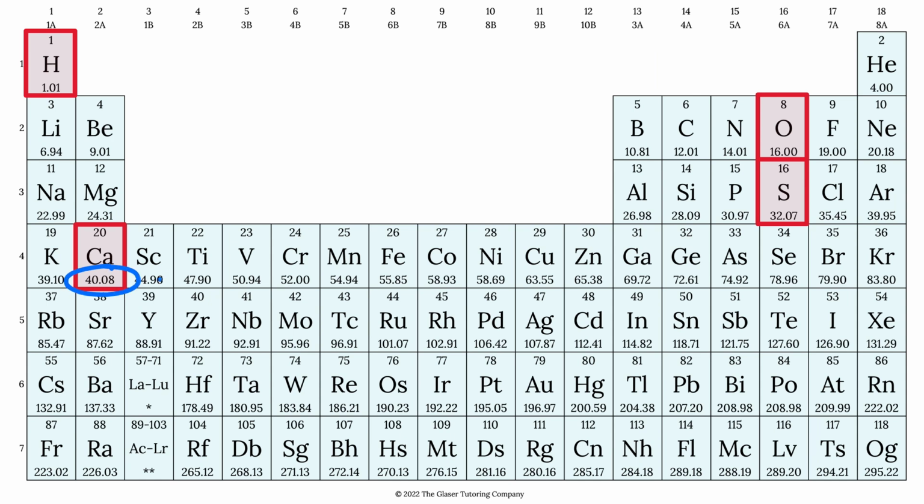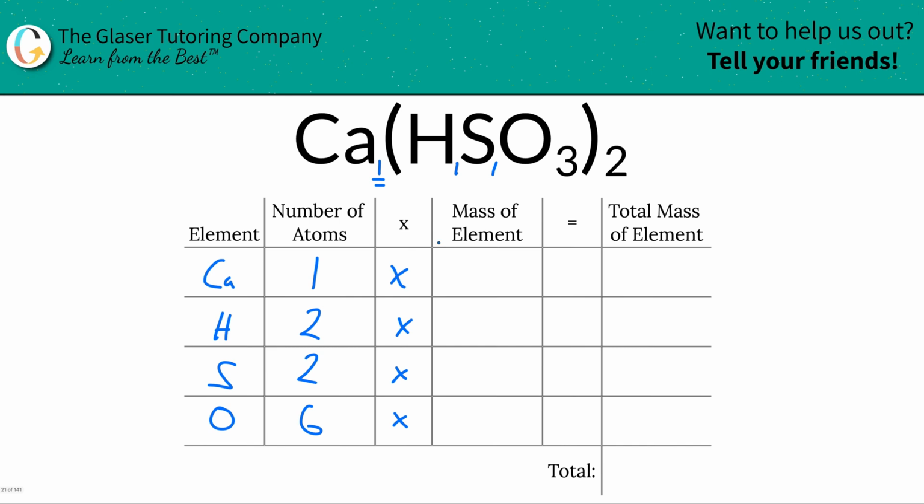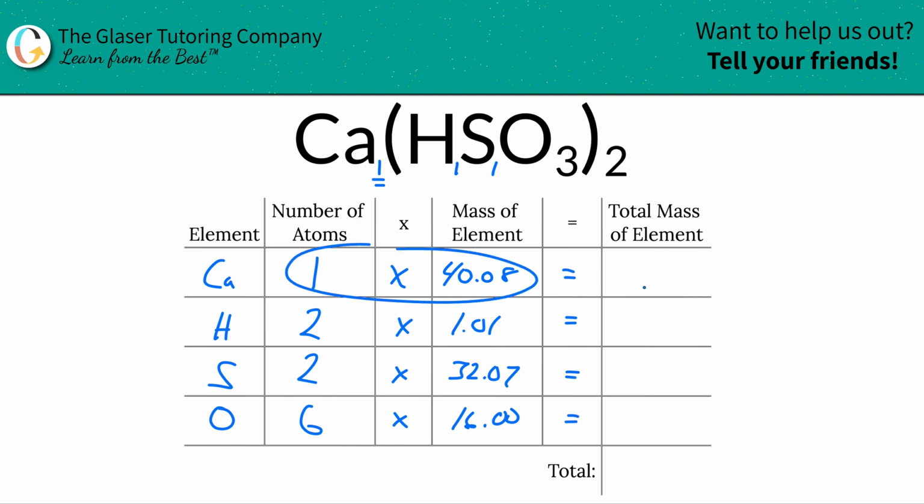Here is calcium, that's the mass. Now that mass could be represented as gram per mole or AMU, depending upon if you're calculating molar mass or molecular mass. So we have this 40.08 for calcium, 1.01 for hydrogen, 16 for oxygen, and 32.07 for sulfur. So let's write it down. Calcium was 40.08, hydrogen was 1.01, sulfur was 32.07, and then oxygen here was going to be 16. Then to find the total mass of the element in the compound, we're simply going to multiply this row together.